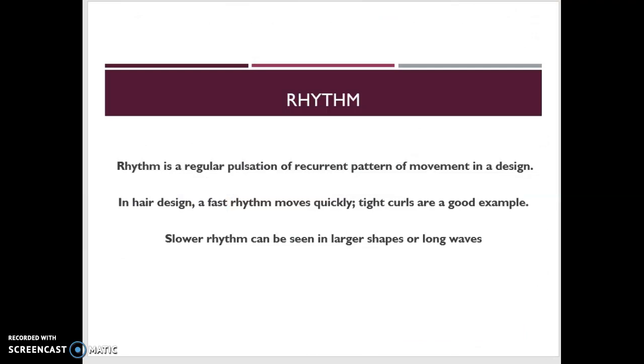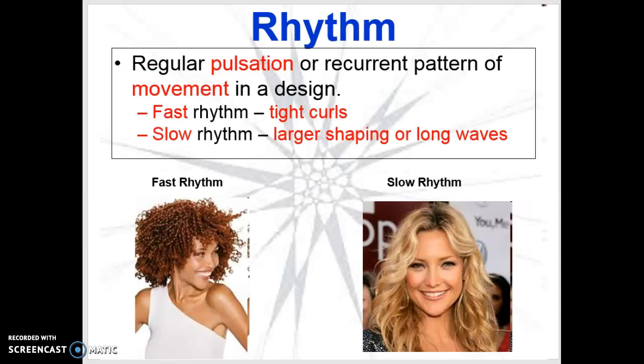Regular pulsations or a recurring pattern of movement in a design shows rhythm. Fast rhythm, for example, is tight curls. Slow rhythm is large, sloping, or long waves. Here are two examples of rhythm in a hairstyle. So the fast rhythm has very tight curls, and here's some slow rhythm, very nice and soft.